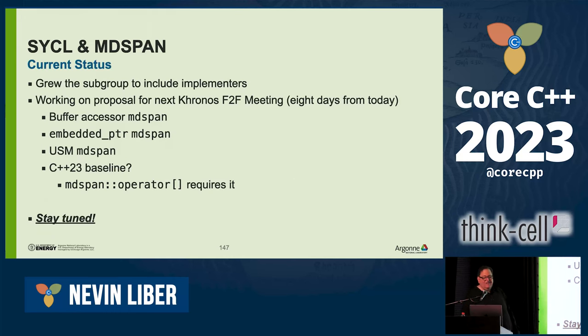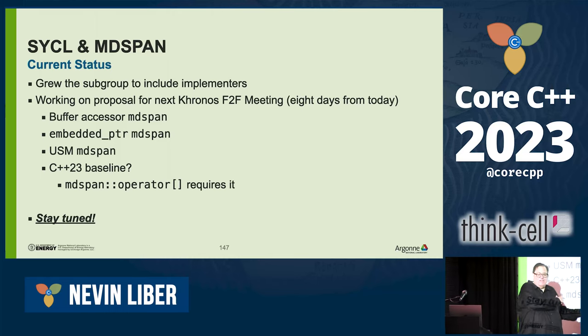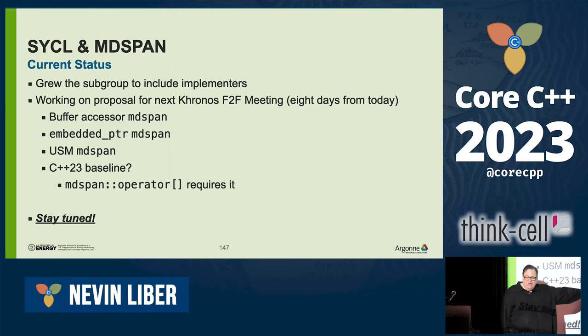And so the current status really is, due to a lot of travel restrictions from some companies, we had to cancel our meeting last month. So we need to get a face-to-face meeting to decide what direction we want to go in with this, or a long telecon to decide that. And one of the things, do we go to C++23? Because square brackets requires that. And I believe ergonomically that matters. The Kokkos reference implementation has a fallback to function call operator, of course.